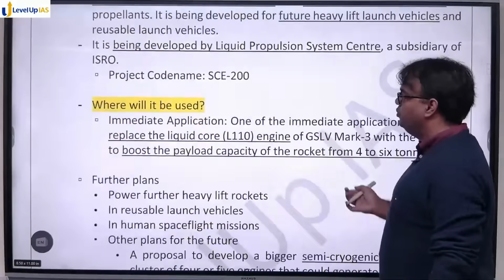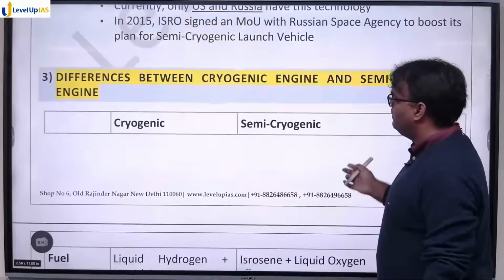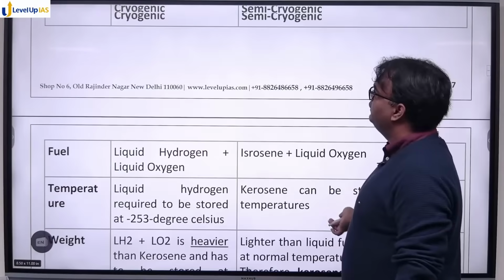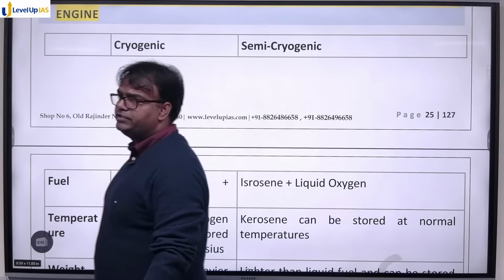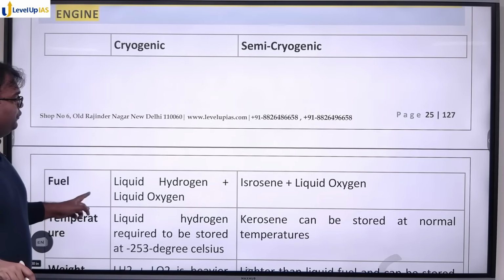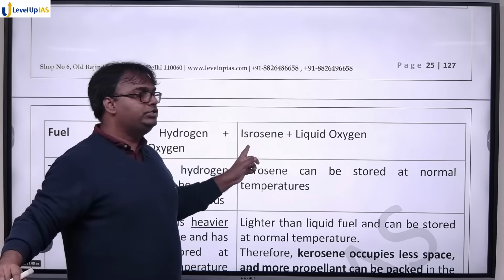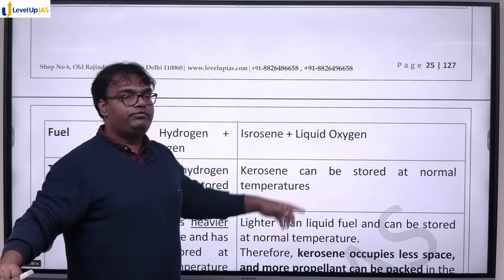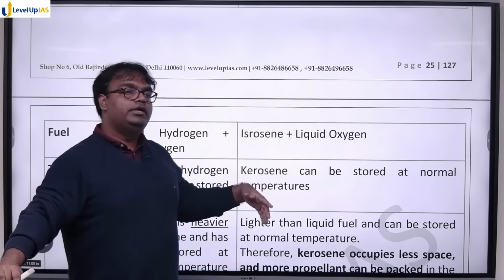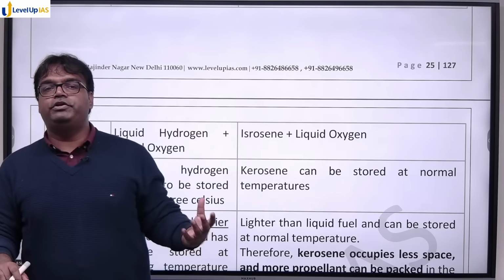So as I told you, here you will understand the difference between cryogenic and semi-cryogenic. In cryogenic, what was the fuel that we were using? Liquid hydrogen plus liquid oxygen. Here the fuel that we want to use is isrosine plus liquid oxygen. Isrosine is basically a modified version of kerosene, which we are calling isrosine.